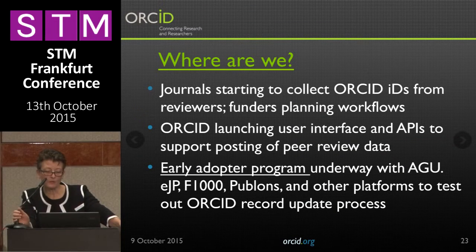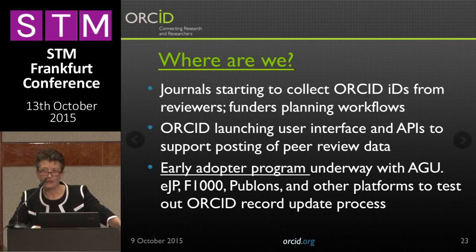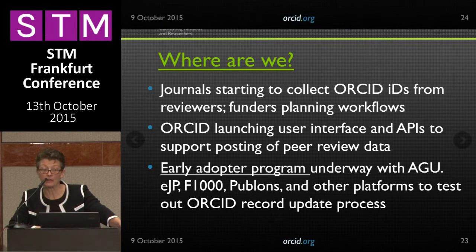All right, so where are we with this? Some journals are starting to collect ORCID IDs from reviewers. Some funders are really interested in this and are starting to plan workflows for collecting IDs for the reviewers. We are launching a user interface to be able to display those peer review activities. And also, as I said, we're in the early adopter stage of APIs, but that also all will be launched, I think, in the next couple weeks. And we also had this early adopter program underway with, as I mentioned, AGU, eJournal Press, Faculty of 1000, Publons, and some other platforms. And those are launching this month.